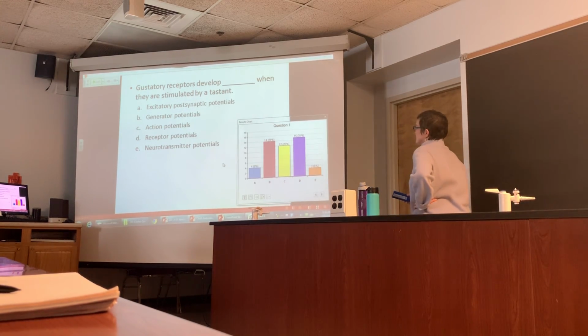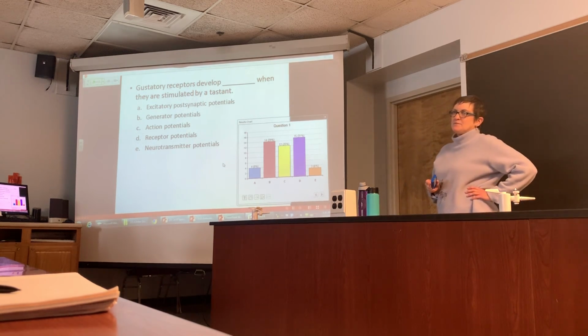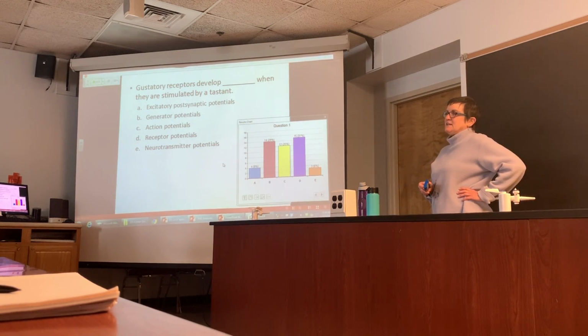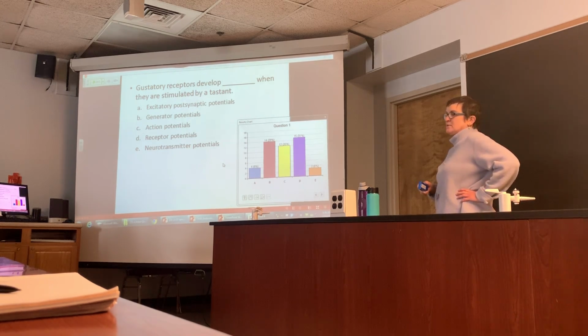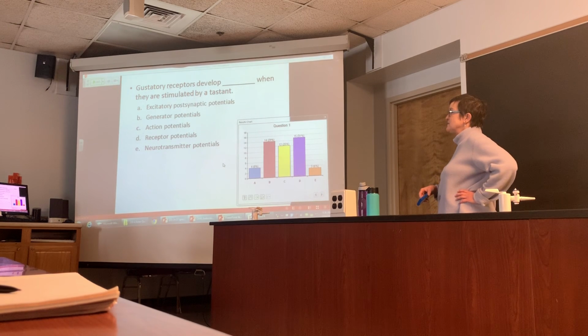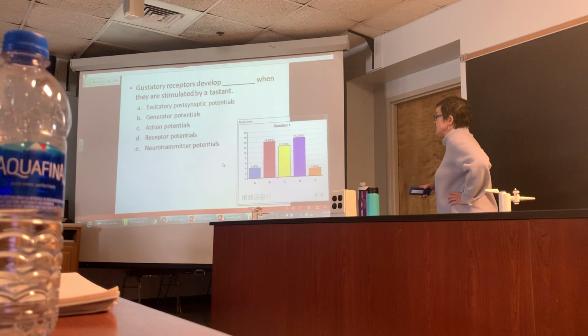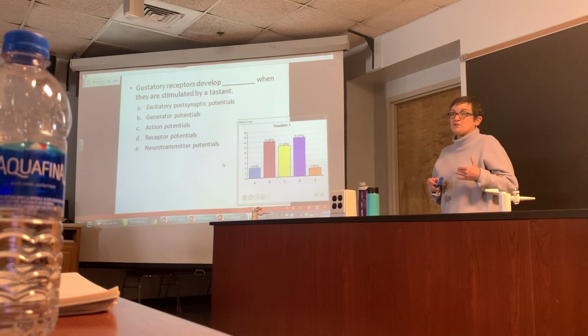What you want to remember is gustatory receptors. They are those little taste receptor cells in the taste buds. They stimulate first order sensory neurons by releasing neurotransmitters, which means they're receptor cells. They're not the first order sensory neurons themselves. They are receptor cells, which means that when they get stimulated, they generate receptor potentials.